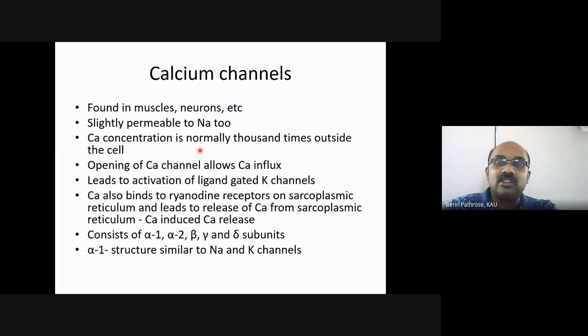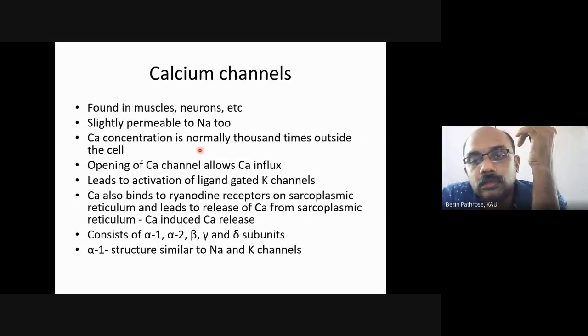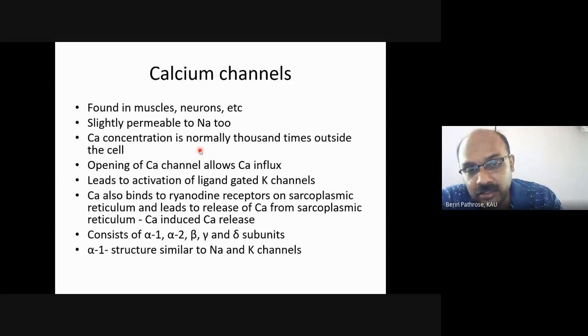Any clarification you need with respect to calcium channels? Sir, alpha 1, 2, 3, 4? No, alpha 1 and 2, beta and gamma. We have only two alpha subunits, beta, gamma, and delta. Alpha 1, alpha 2.